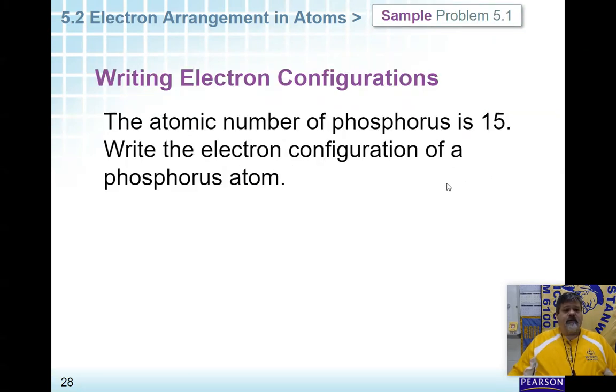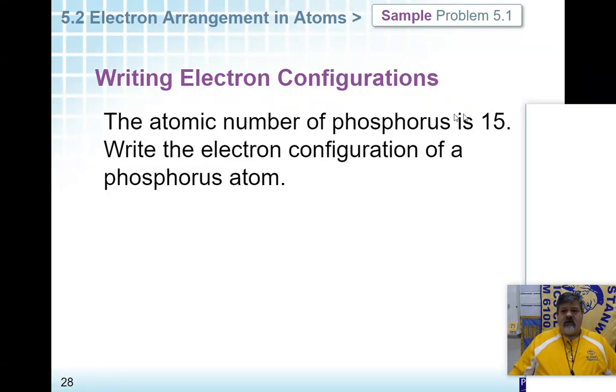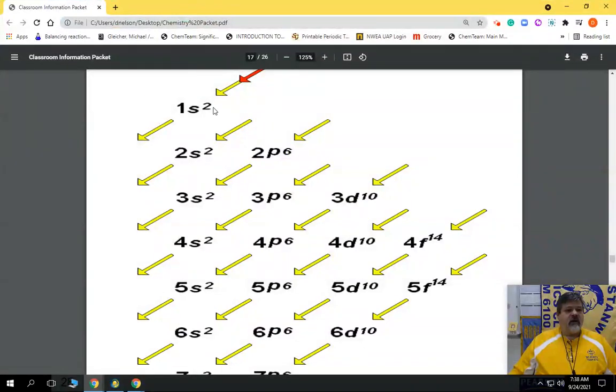How do we write that? I'm going to show you how I would do that. I would pull it up right here, and I would go down here until I get to 15. So I start up here, and I write 1s2. There's 2. 2s2. Now we're at 4. 2p6. We're at 10. 3s2. Now we're at 12. Now we're going to add 3p, we're at 12, 13, 14, 15, so it's going to be 3p3, and that's where I would stop.